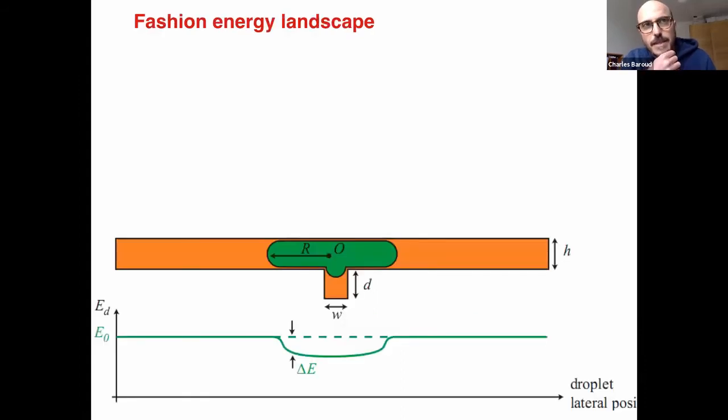What's a little bit less classic is that now we can make devices that are flat everywhere, that are very thin everywhere, but then locally they contain an indentation in which the droplet can release some of its confinement.